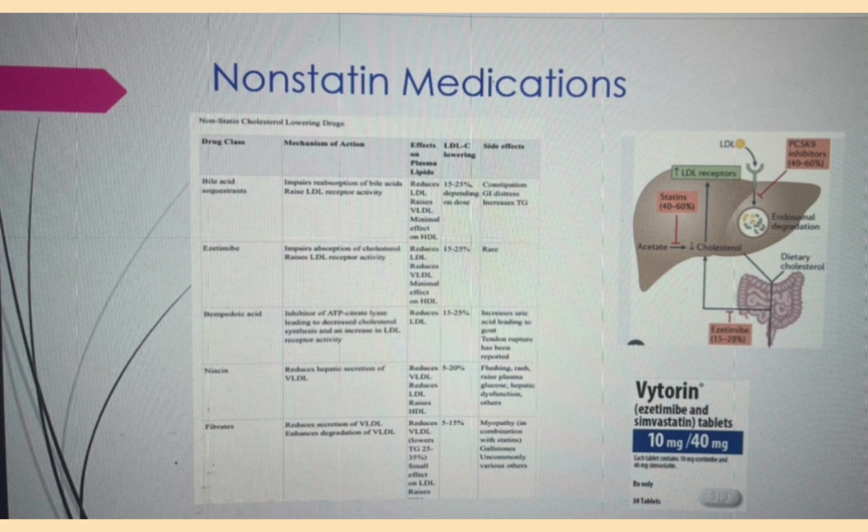Now let's look at the picture. As you see, ezetimibe reduces cholesterol absorption from the intestine, so it helps with the dietary cholesterol, and the LDL reduction is 15 to 20%. The combination of simvastatin 40 milligram and ezetimibe 10 milligram is a popular medication, Vytorin. So the advantage of the medication is it works two ways: it reduces cholesterol production in the liver, and it reduces the absorption of the dietary cholesterol.